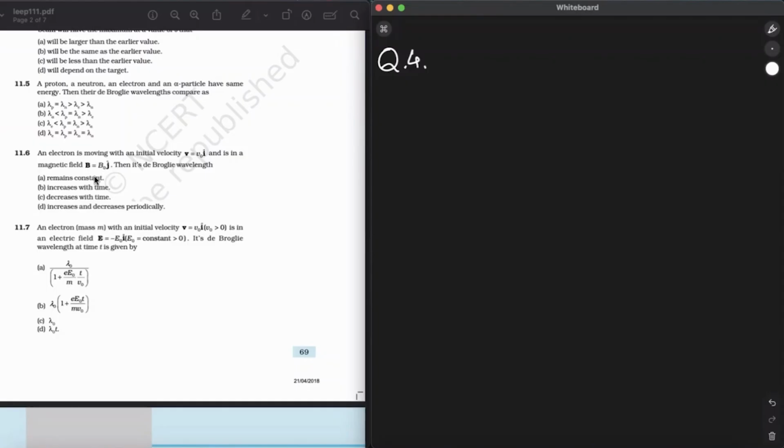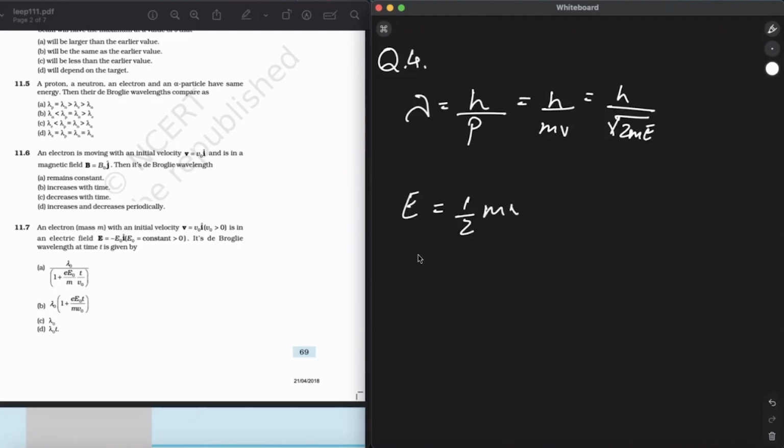There's a proton, a neutron, an electron, and an alpha particle with the same energy, and the de Broglie wavelengths are to be compared. These are basic questions, you just need to know the formula. The de Broglie wavelength lambda is equal to h upon p. Kinetic energy is equal to half mv square, so 2mE is equal to m square v square. So mv is equal to under root 2mE. This is what I've done over here.